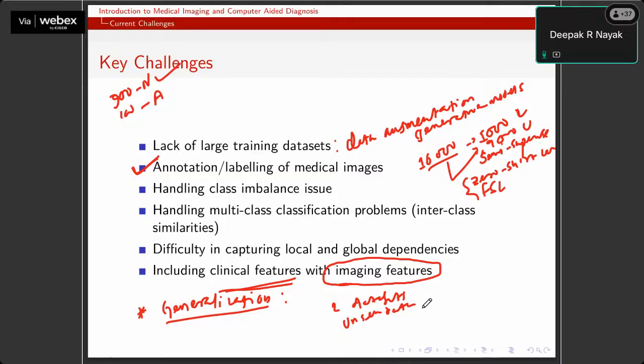It should be good, and it doesn't happen most of the time. When we apply our model on new data, it often fails. But what is the major reason for this, and how to improve generalization performance, is a major research area in this domain, like medical imaging.